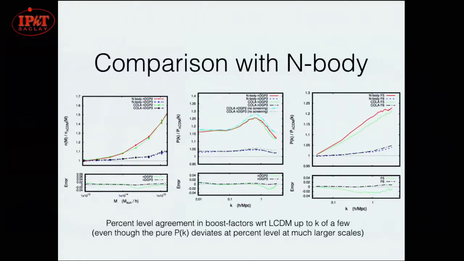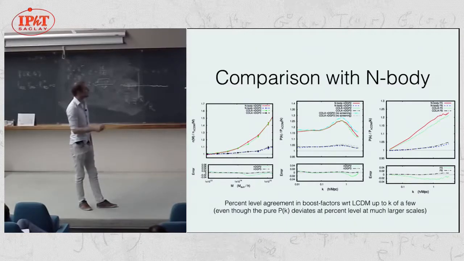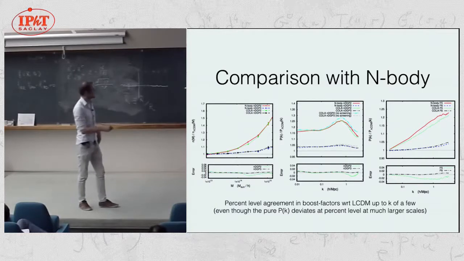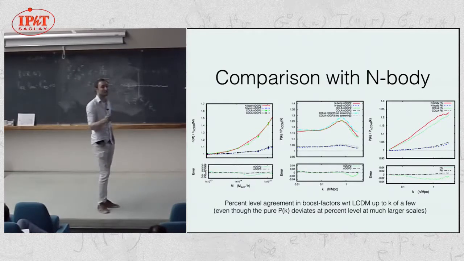There's a lot of approximations going into this, and it's basically tuned so that it gives at least clustering statistics correctly. That's all I can say. I wouldn't use this for probing modified gravity on small scales. I'm not sure if that answers your question.